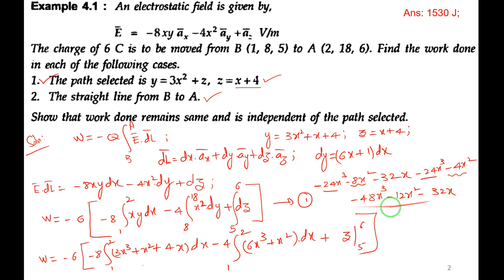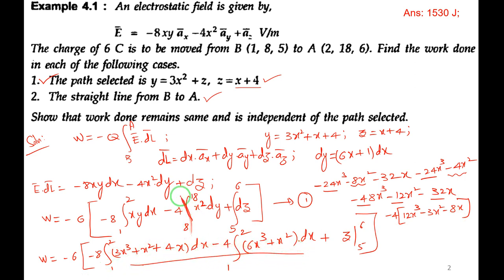Minus 48, minus 12, minus 32, what can be taken out? 4 can be taken out. So I'll take minus 4 outside. It is written as 4 ones are 4, 4 threes are 12x cube; 4 threes are 12, 3x square; 4 eights are 32, 8x. So the first term, these two terms, the entire thing I have done.